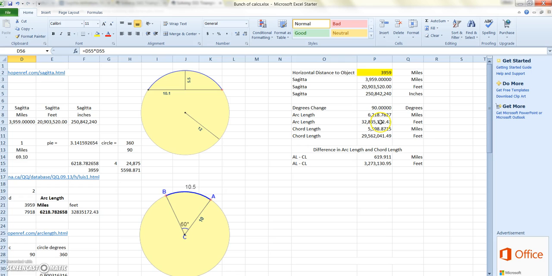And then this is my arc length in feet, or sorry, this one's feet, this one's miles. And then my chord length, meaning from there, a straight line from there to there, is going to be 5598. So my calculation of my arc length is 6218, if the radius is 3959.